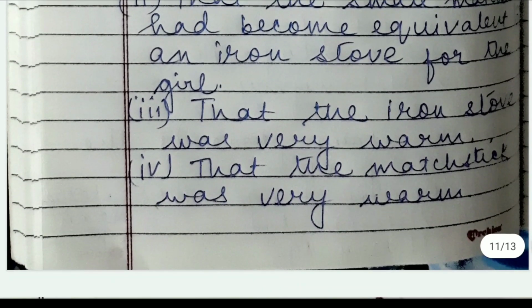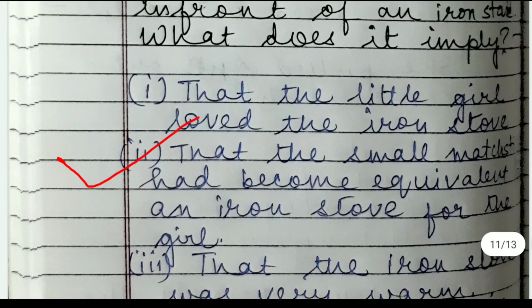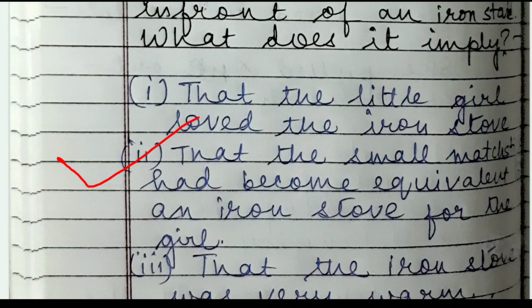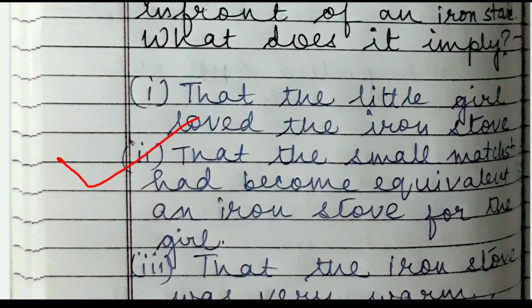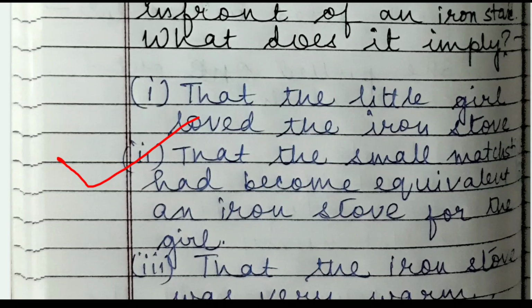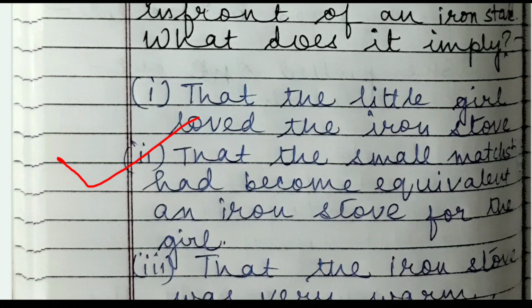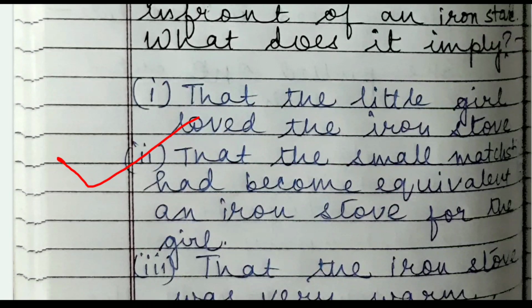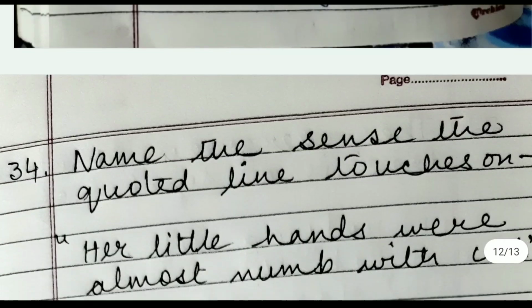And the right answer is option 2, that the small matchstick had become equivalent to an iron stove for the girl, because she was feeling so cold that even the warmth of a small matchstick seemed to her like the warmth of an iron stove. She felt she was sitting in front of an iron stove. It was so comforting for her. Even the light of a small matchstick was very, very comforting for her.